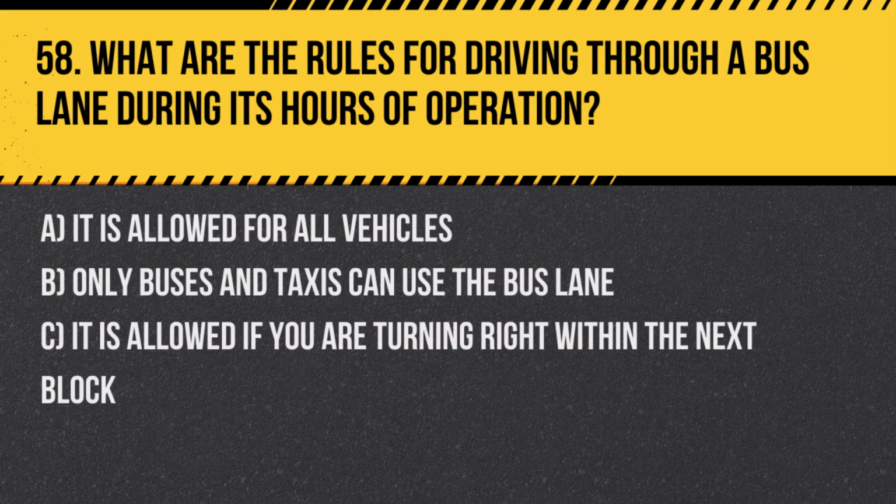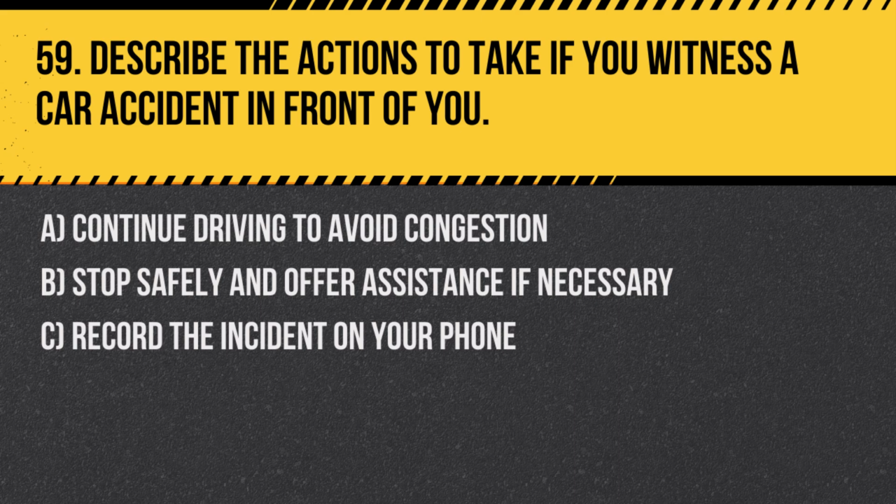Question 58. What are the rules for driving through a bus lane during its hours of operation? A. It is allowed for all vehicles. B. Only buses and taxis can use the bus lane. C. It is allowed if you are turning right within the next block. Answer. C. It is allowed if you are turning right within the next block. While generally reserved for buses and taxis, drivers can use the bus lane when preparing to make a right turn within the next block.